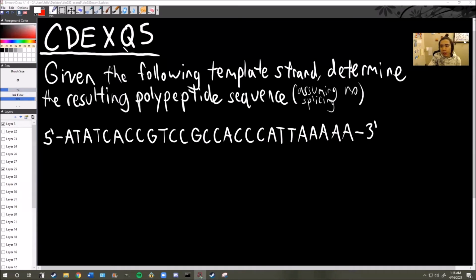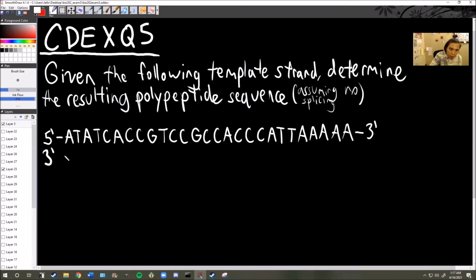Central dogma, example question 5. Given the following template strand, determine the resulting polypeptide sequence, assuming no splicing. So we are given a template strand, which means that this will be kind of a long one. Because we have the template strand, that means we have to transcribe our mRNA. So we know that we need to get mRNA because it's asking about our protein or our polypeptide sequence. So we need to translate mRNA.